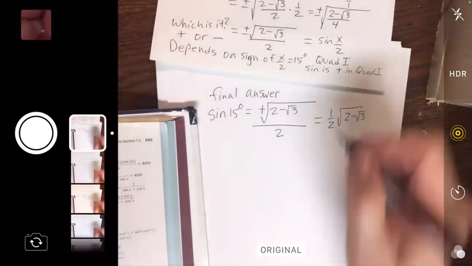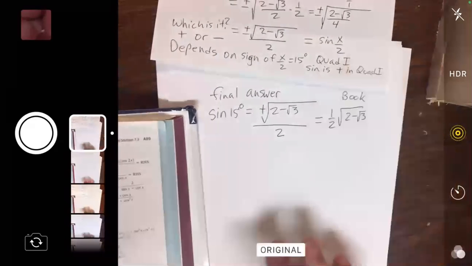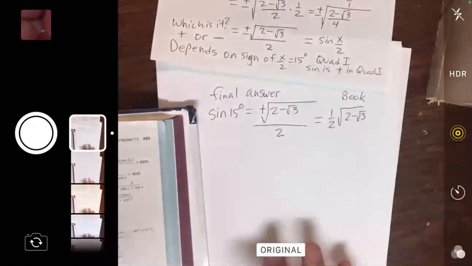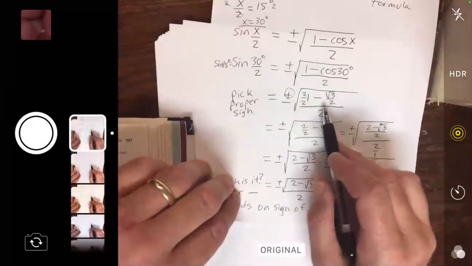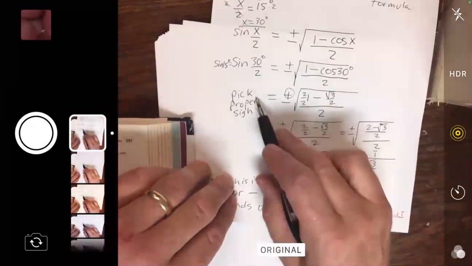All right, I pretty much let people quit right here, as long as you can pick the proper sign. Pretty much let people quit like right here, if you can pick the proper sign.